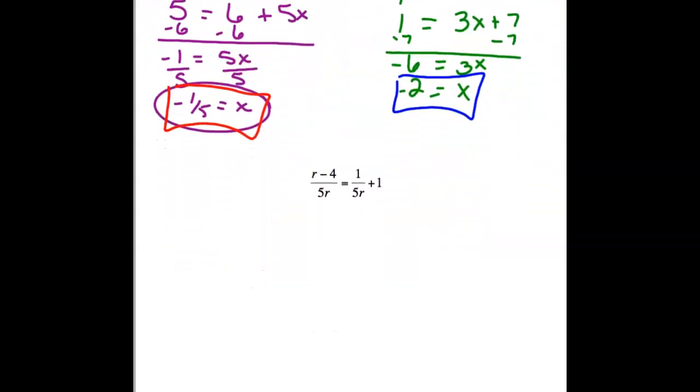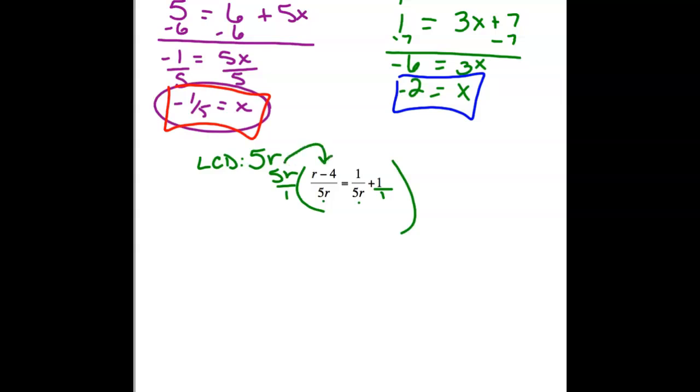All right, my third example here. My denominators are a 5r, another 5r, and just a 1. So my least common denominator would be 5r. So I'm going to times everything by 5r divided by 1.